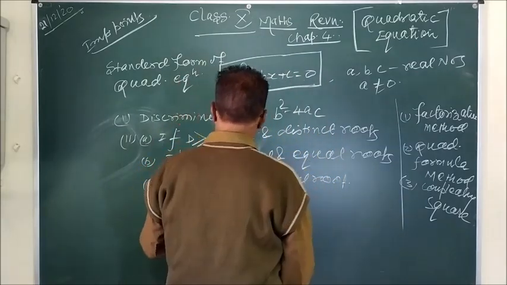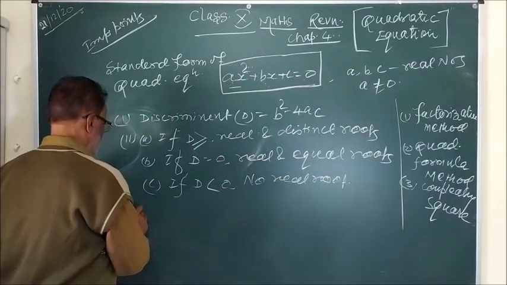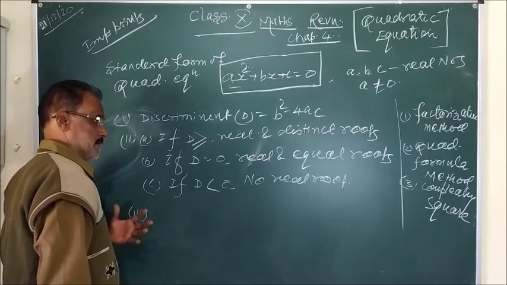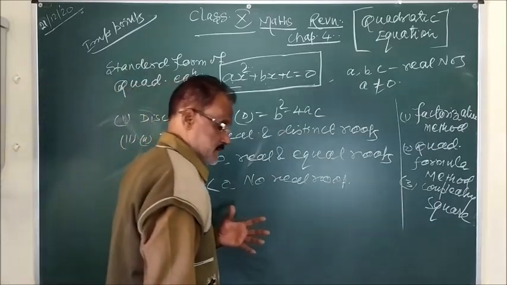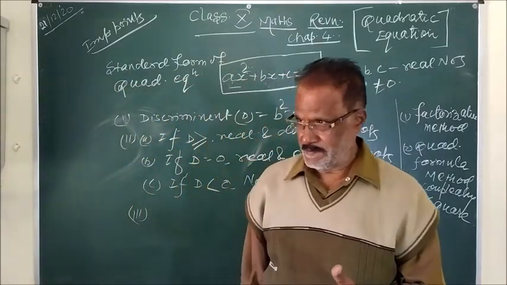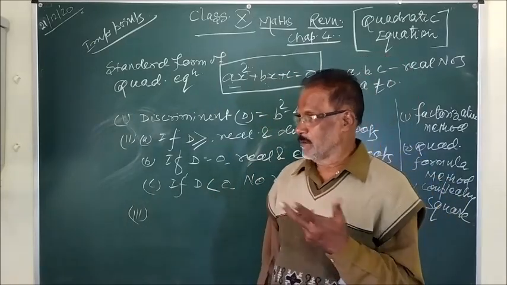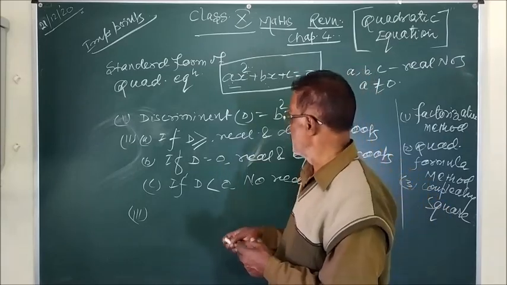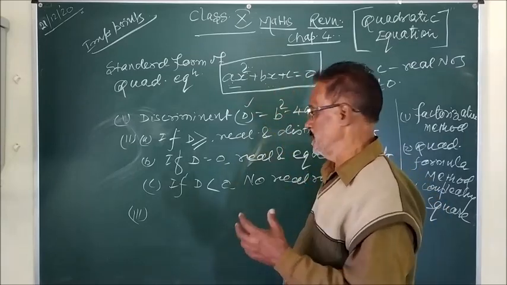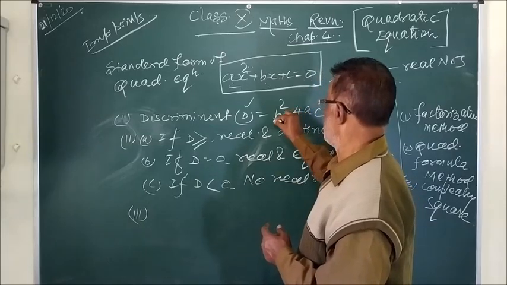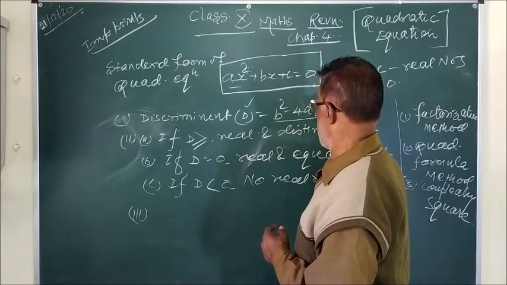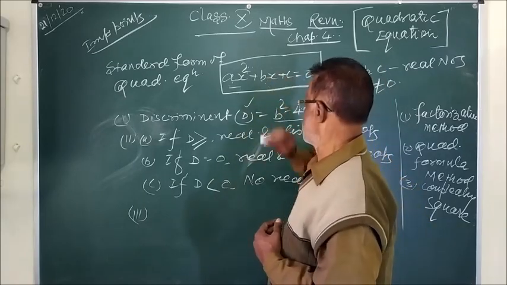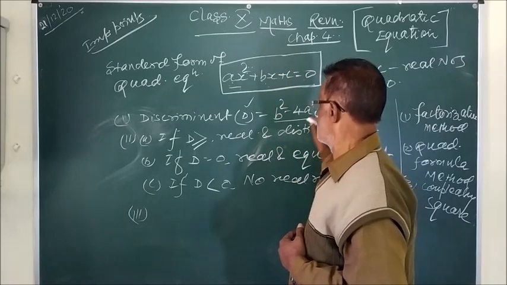Discriminant means the quantity which determines whether the equation has a root or not. That is why it is called discriminant. In the formula, this is denoted by capital D. D is equal to b squared minus 4ac. You know very well what a, b and c are. a is the coefficient of x squared, b is the coefficient of x, c is the constant term.